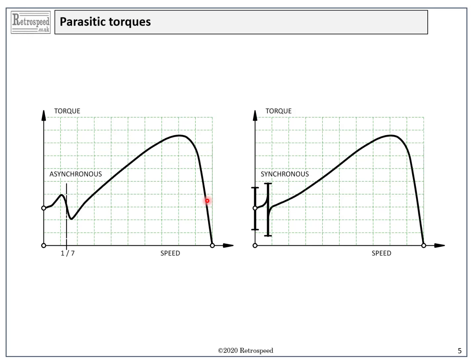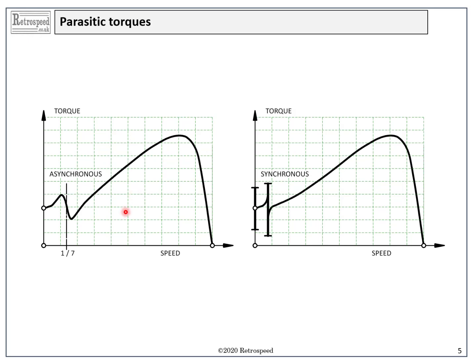There is, of course, no standard load curve, and we're not showing a load curve here, but we can say that fans and blowers have a torque which increases more or less quadratically with speed, while compressors and conveyors tend to have a flatter curve nearer to a constant torque characteristic.